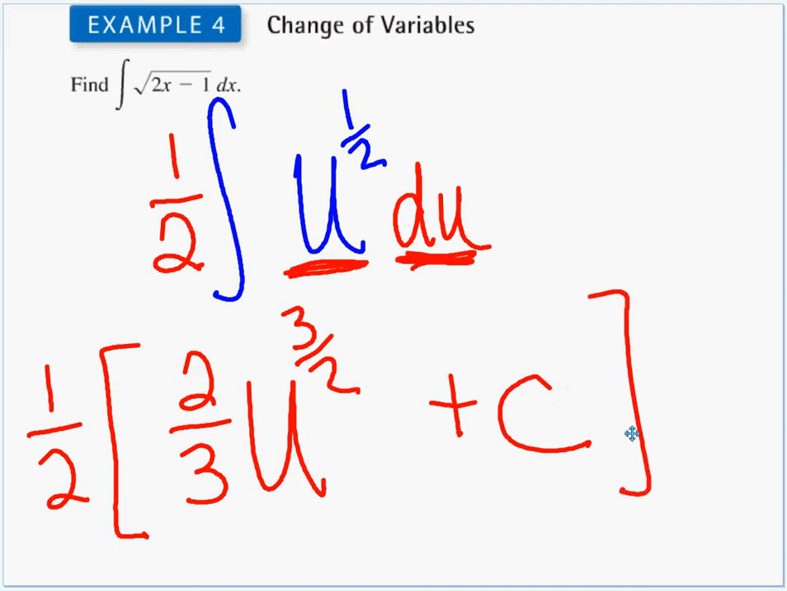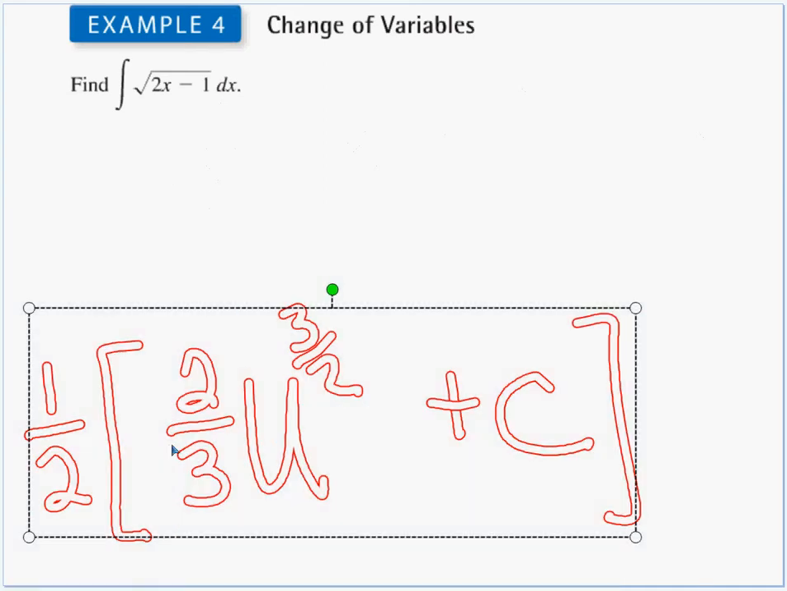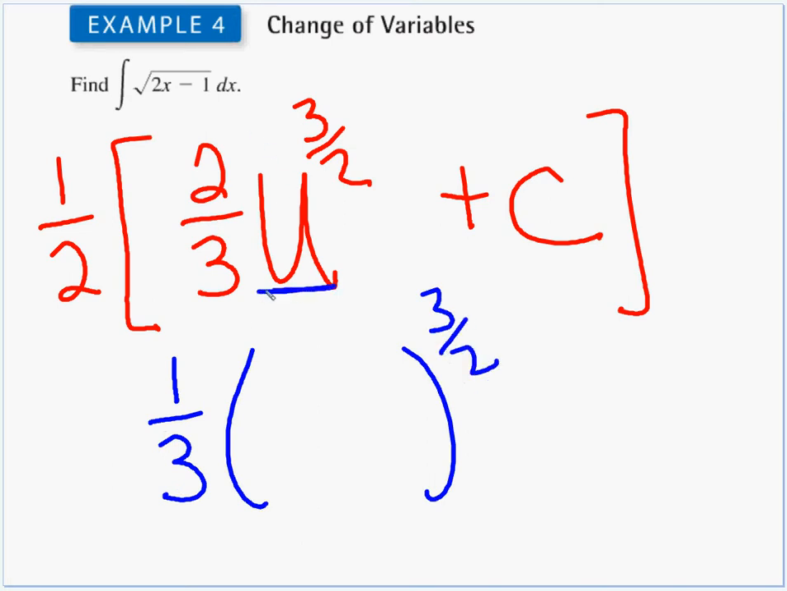Okay. Now we're ready to distribute the 1/2, and then we'll take our u out and replace it with what we originally subbed in there. So if I distribute the 1/2 to the 2/3, I'll get 2/6, or if you catch, we can reduce on the diagonal. That will reduce down to 1/3 u to the 3/2, but we're going to take out the u, because remember at the start of the problem we let u equal what was under the radical. So let's put that 2x minus 1 back in there.